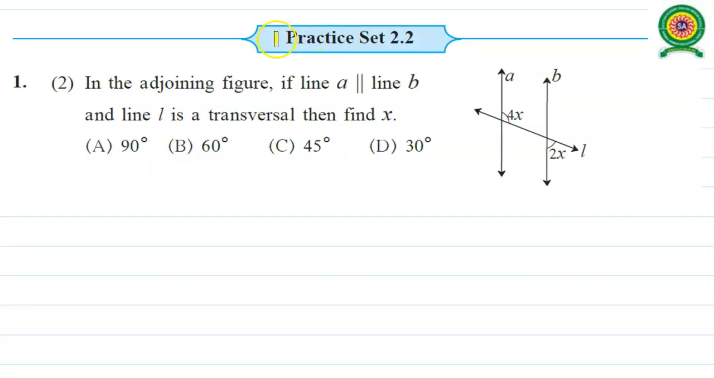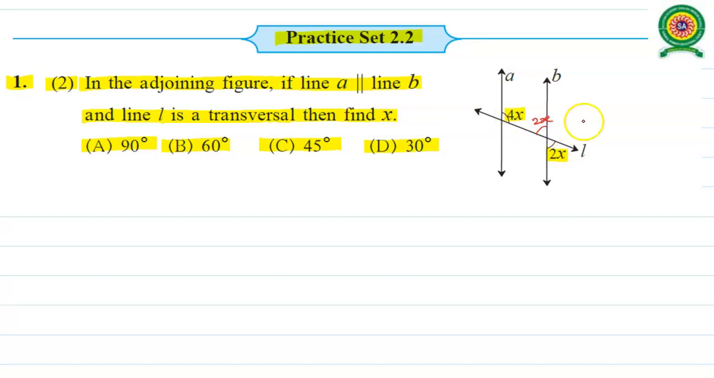Look at the next question within practice set 2.2. Question number 1, sub question second. In the adjoining figure, if line a is parallel to line b and line l is a transversal, then find x. Again we have to find the x here. We have the four options, among them we have to choose the correct one. So we have the two angles 4x and 2x. a and b are the parallel lines, l is the transversal. So we can write this angle must be 2x again.